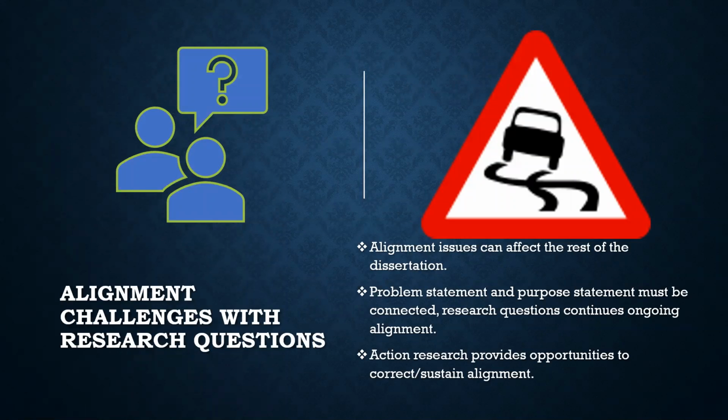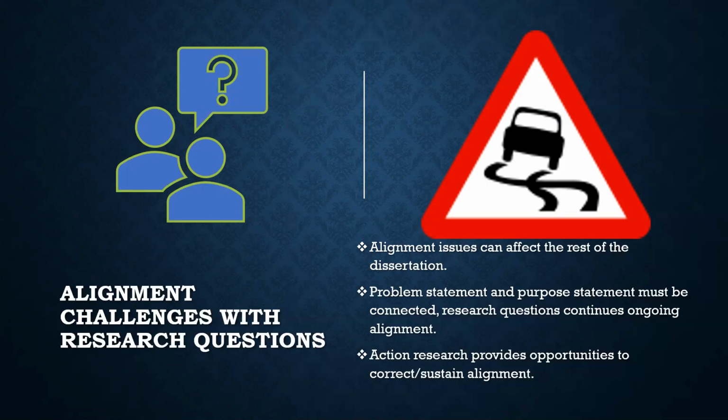And here it is, alignment challenges with research questions. Alignment issues can affect the rest of the dissertation. The problem statement and the purpose statement must be connected, as well as the research questions must continue the purpose of ongoing alignment. Action research provides opportunities to correct and sustain alignment. So basically what this is saying is that you have your problem statement, you have your purpose statement. How is it connected? Your alignment.